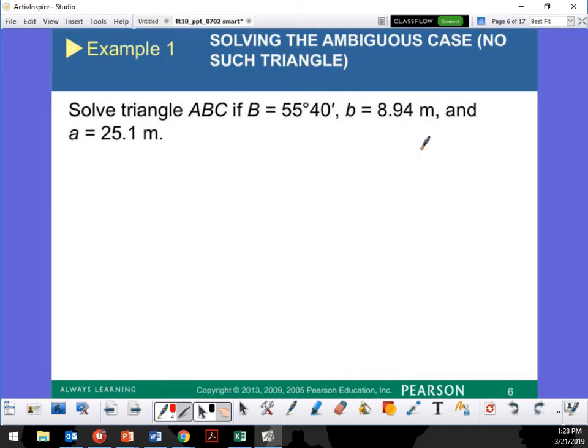Isn't this the one you divide by 1/2? No, that's the one where you're given two sides. That's the area formula, with 1/2 times and so on. Okay, so I have those angles and I labeled it accordingly. It says that B is 55 degrees 40.